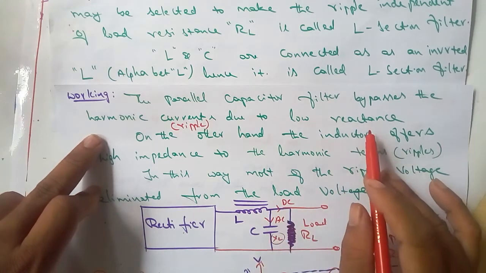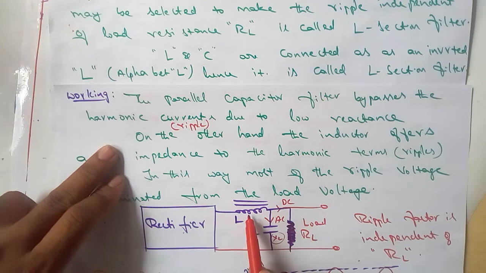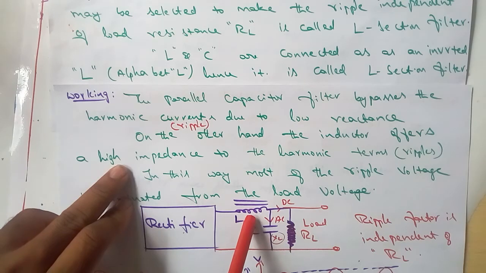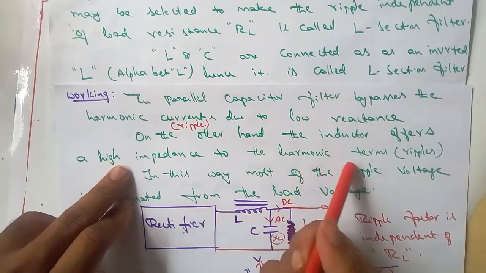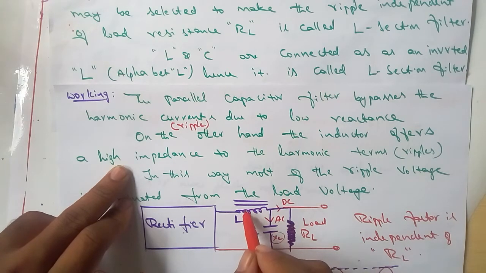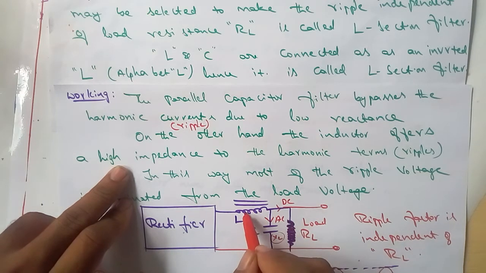On the other hand, now you see this is the inductor filter. This inductor filter offers high impedance or high reactance to the harmonic terms. So for AC ripples it offers high reactance. It allows only the DC. That's why only DC flows through the load resistance RL, whereas AC is stopped here.